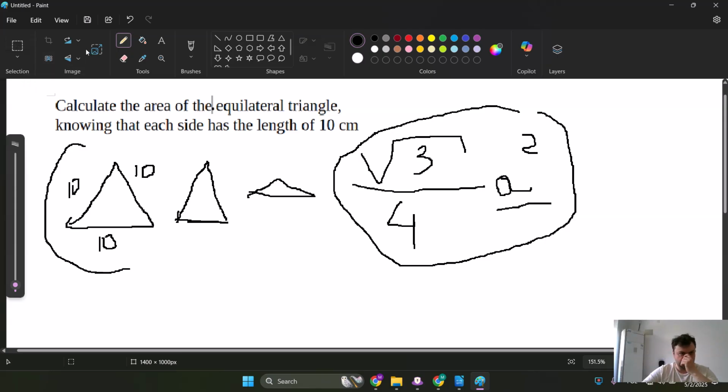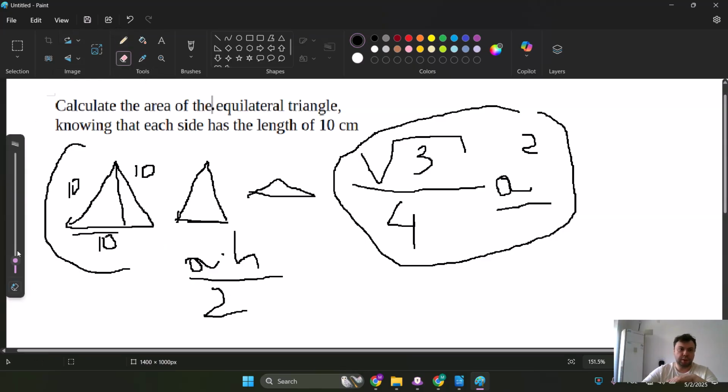The general formula, which works for every triangle, is a times h divided by 2. So this is the standard formula: a times h, which is base times height, divided by 2. So we can also use the standard formula. And now I'm going to show you how.